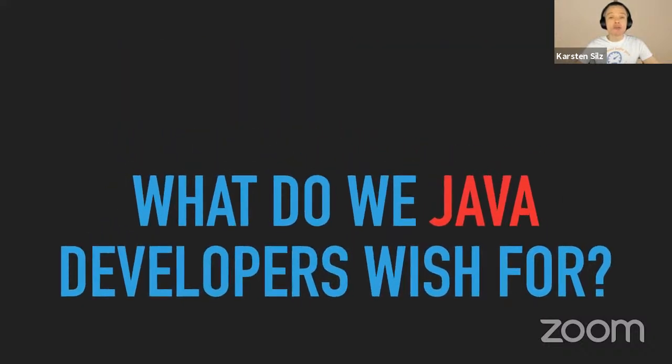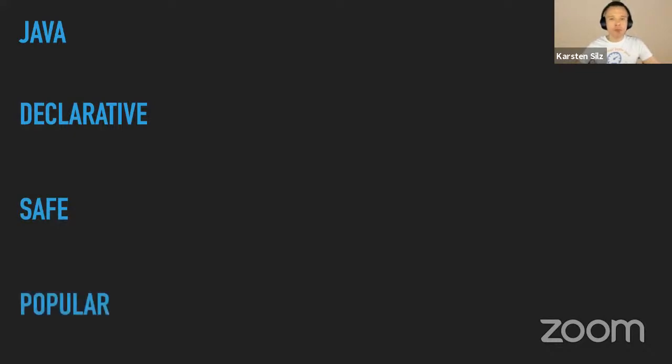And now, what is it that we Java developers wish for? Well, here are the 12 criteria that I referenced at the beginning. So first, we'd like to write our front ends with Java. We want to be declarative because we just saw it's the state of the art. We want to pick a safe option, something that we know is going to be there 5 years from now. We want to pick something that's popular. I'll be explaining that in a second. We want to build web, mobile, and desktop.